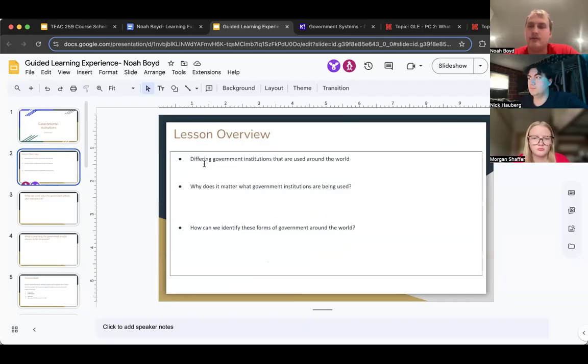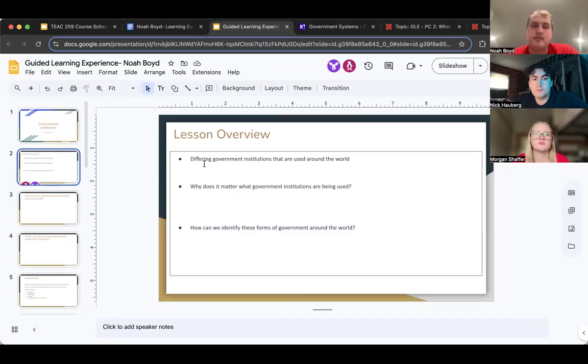And we just want to think about the relationship that some of these government systems might have. So is there a relationship between democracies and republics? Is there a relationship between monarchies and democracies? Just stuff like that, realizing the connections between these things.